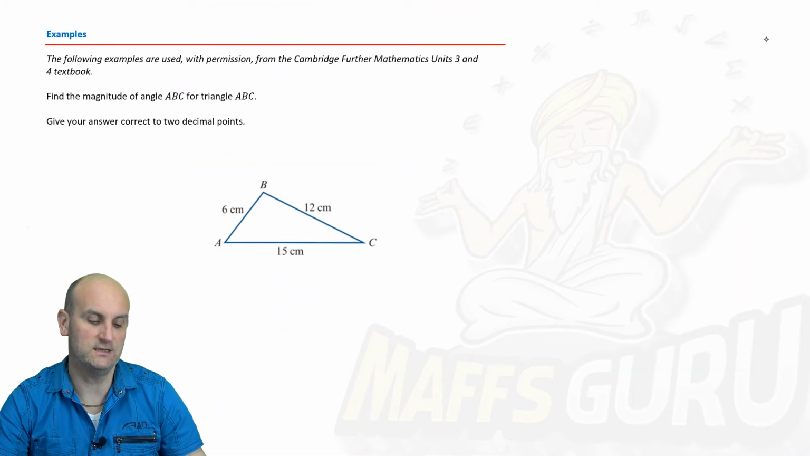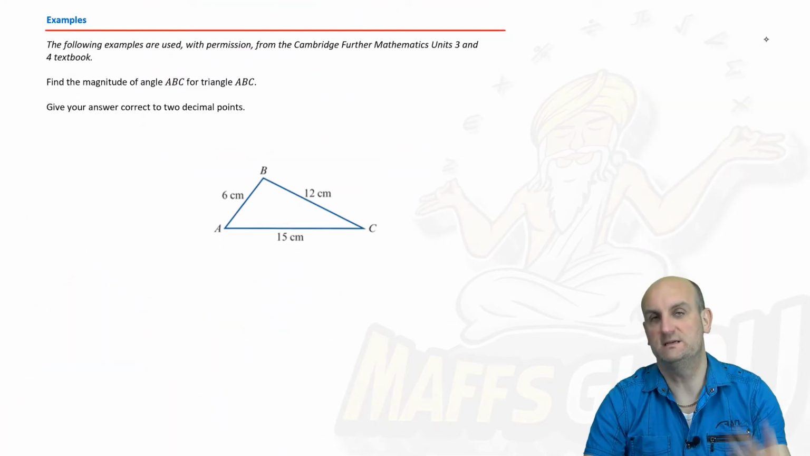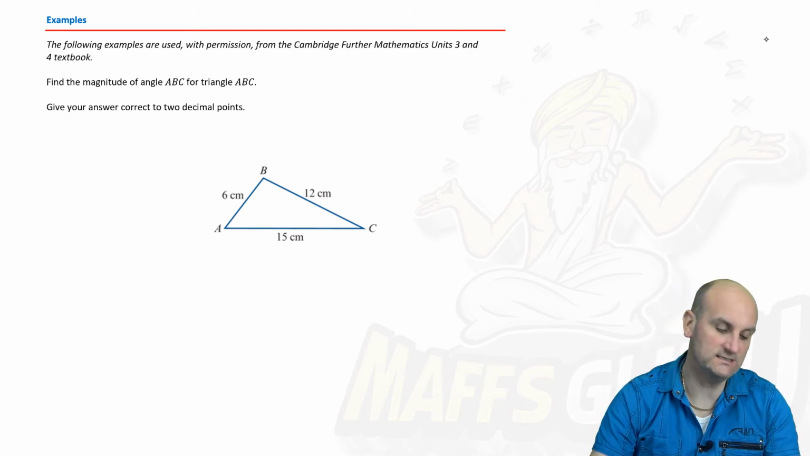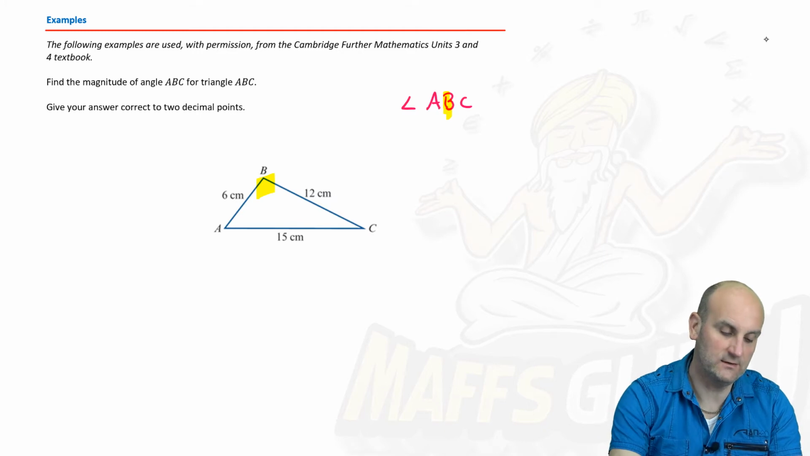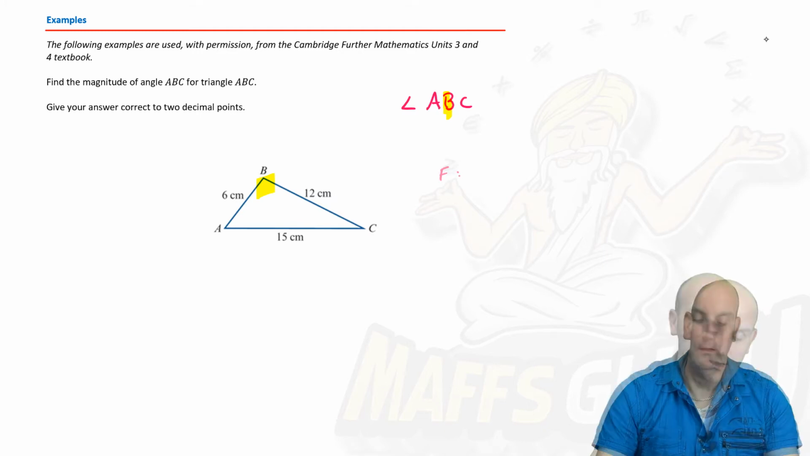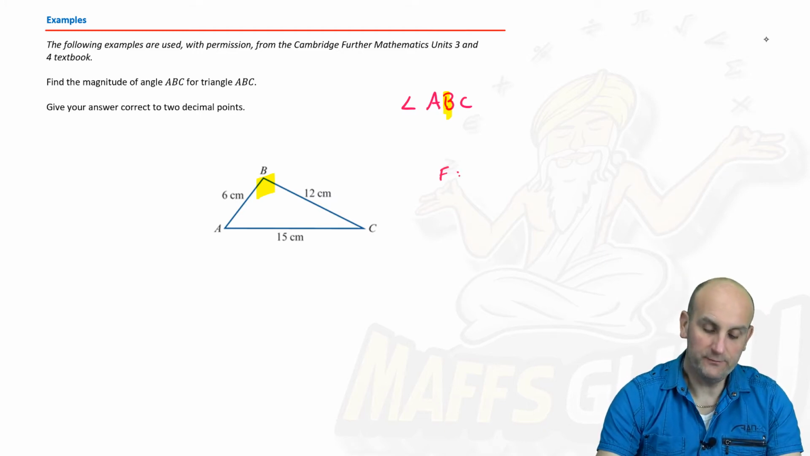Now we're going to use an example to find a missing angle. So in this situation, it says find the magnitude of angle ABC. And if you remember, that always means the middle letter. So I'm looking for angle B, which is this angle here. Okay, life is good. So I am going to use my formula now.